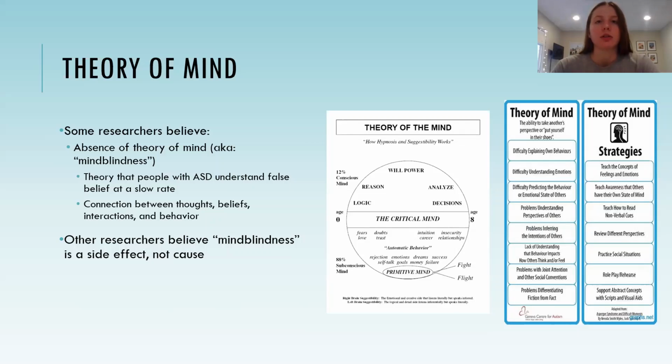The image on the far right shows different behaviors of the theory of mind people with ASD may have. Some included are difficulty explaining one's own behaviors, difficulty understanding emotions, and problems differentiating between fact and fiction. Different strategies to help are practicing social situations, teaching how to read nonverbal cues, and teaching the concept of feelings and emotions.